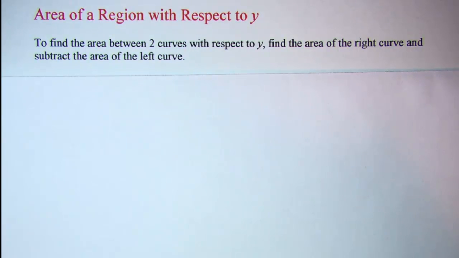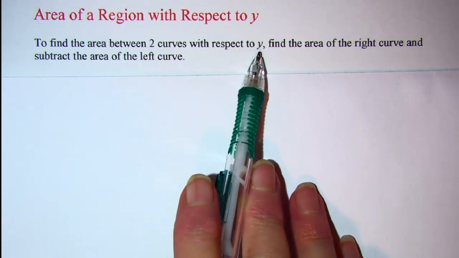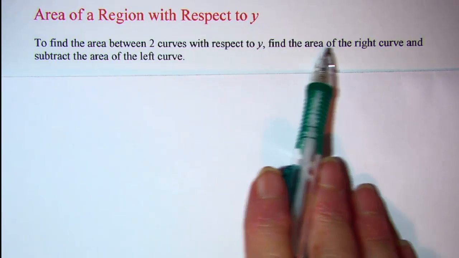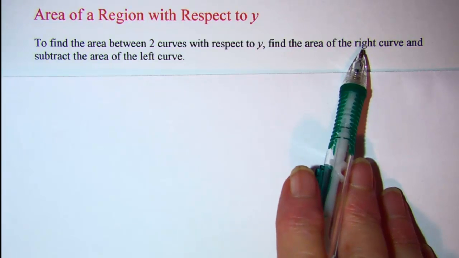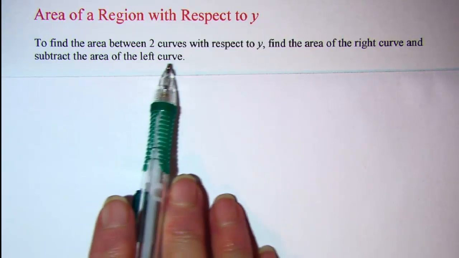In this video, we'll be finding the area of a region between two curves, but we'll be doing it with respect to y this time instead of with respect to x. To find the area between two curves with respect to y, find the area of the right curve and then subtract the area of the left curve.